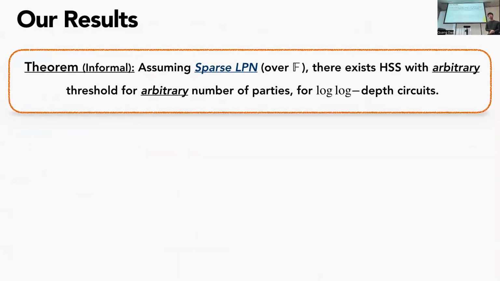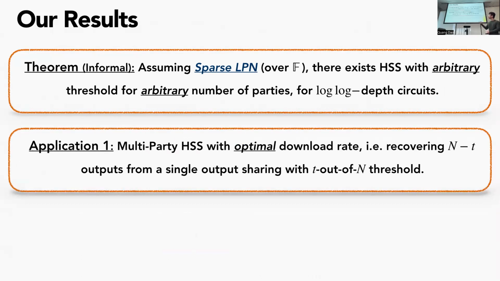And from this result, we achieve two downstream applications. The first is that because we can work with basically any secret sharing scheme as the base of our construction, we can get an HSS with an optimal download rate. What this means is that we have the ability to pack shares in our HSS. If we have a corruption threshold T that is much less than the total number of parties, then we can pack roughly n minus T computation results into a single secret share.